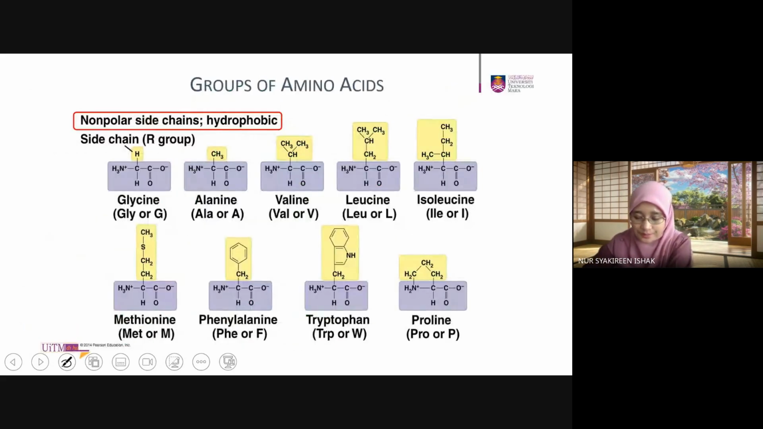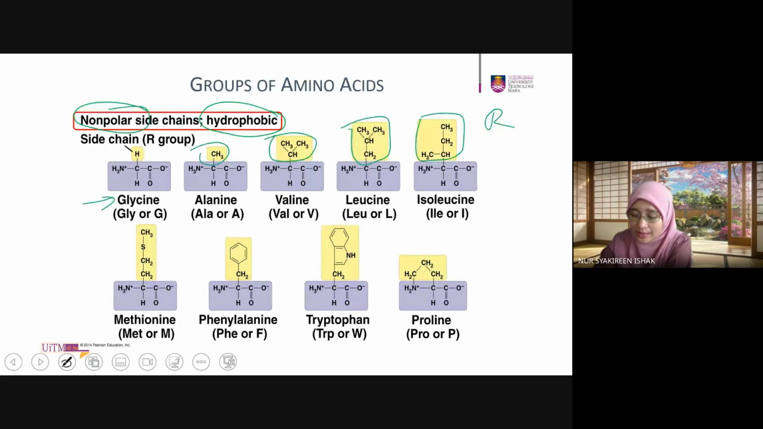Okay. So let's look at each type of side chain. As you can see, these are the different types of amino acids. In this slide, it shows you the amino acids that are hydrophobic. Hydrophobic amino acids. This type of amino acid is hydrophobic because the side chains consist of hydrocarbons.